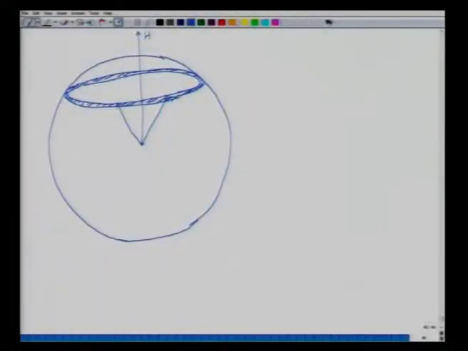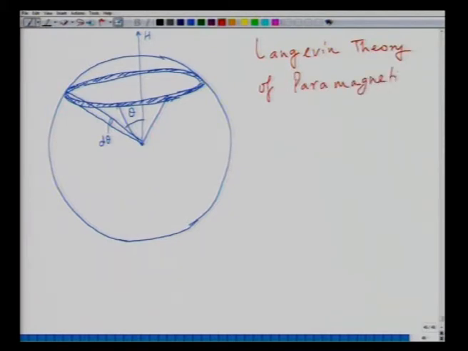So let's say, let's just take a small unit area, and let's say this angle is d theta and this angle is theta. So what we are going to do is analyze it the way we did for orientation polarization, and this analysis is also called the Langevin theory of paramagnetism. So this is an important concept in the understanding of magnetism.